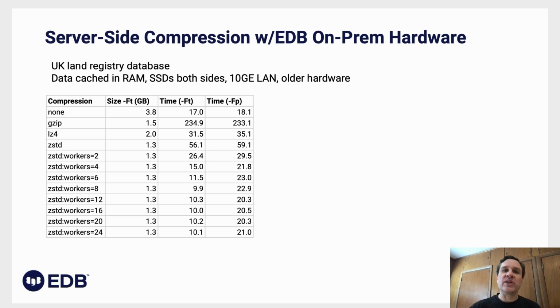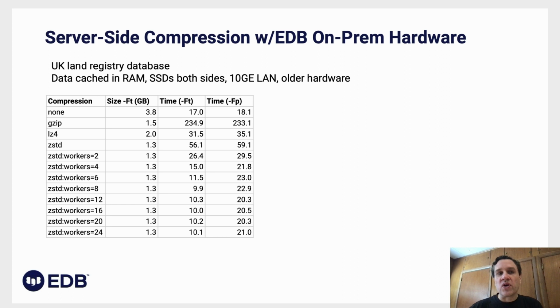The fastest compression algorithm here, the most efficient compression algorithm, is actually LZ4. You can see that the time goes from 17 seconds up to 31.5 seconds when I use LZ4 compression, but that's still lower than the single-threaded performance of either of the other two compression algorithms. And I do get a pretty substantial reduction in size for my backup by picking that algorithm.